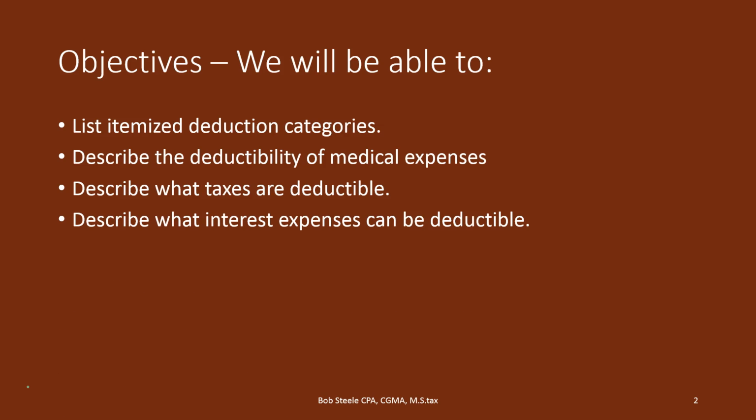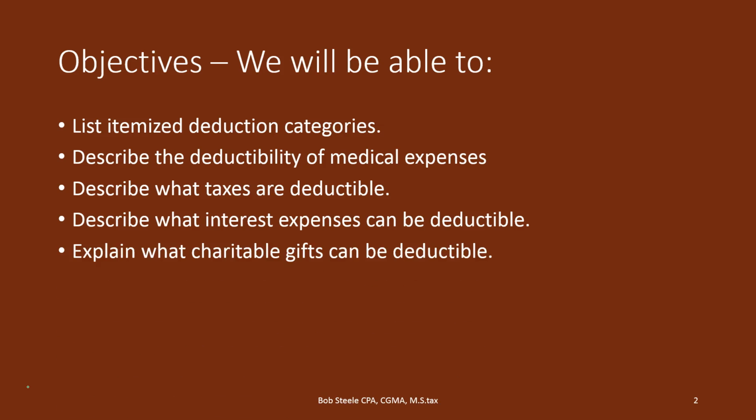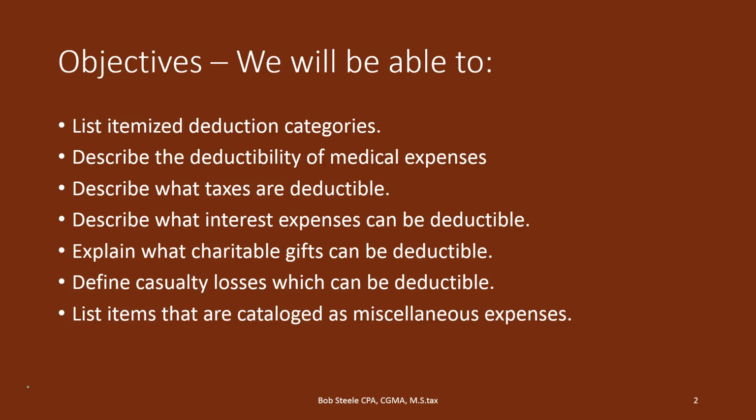be deductible, so what types of interest can we deduct, explain what charitable gifts can be deductible, so what kind of charity items will be deductible, define casualty losses which can be deductible, and list items that are categorized as miscellaneous expenses, so miscellaneous items that also can be deductible in the itemized deduction category.